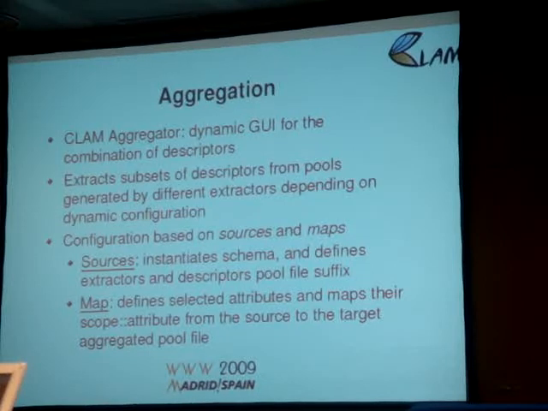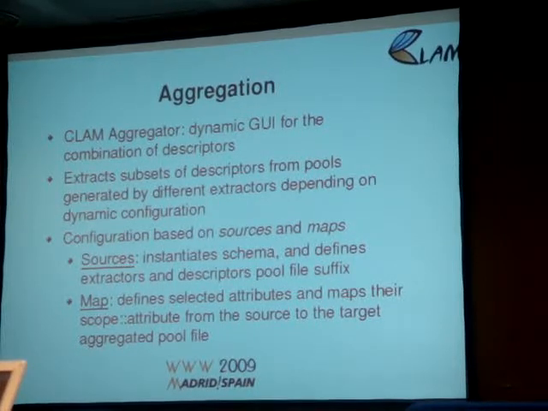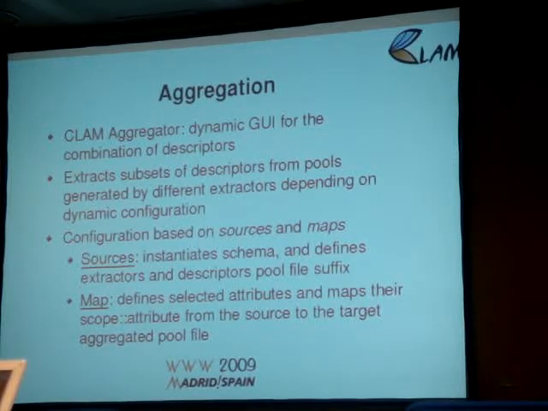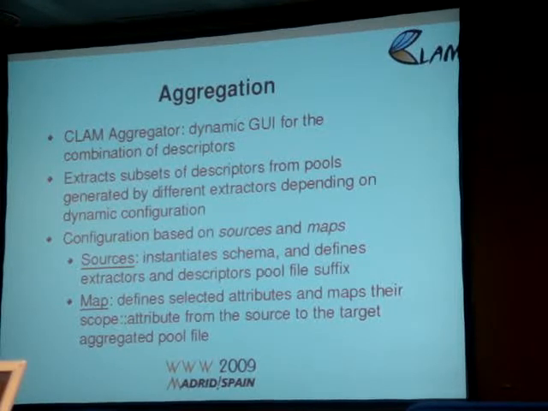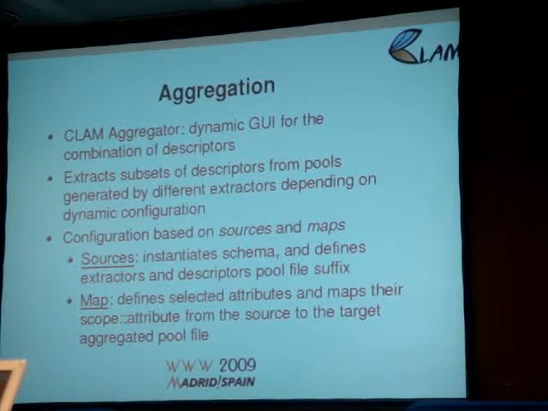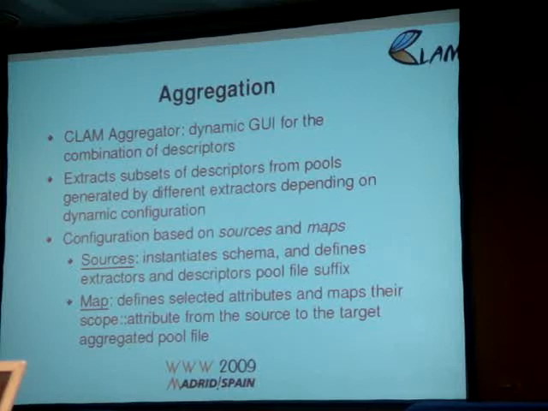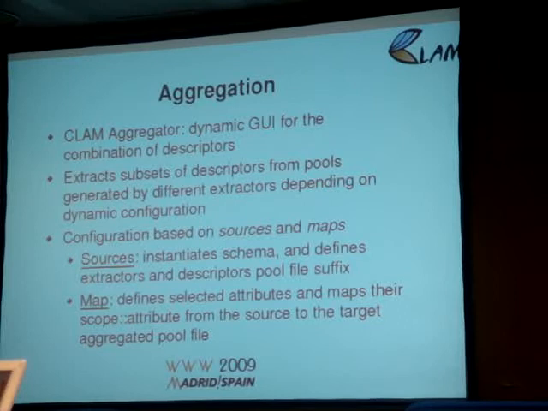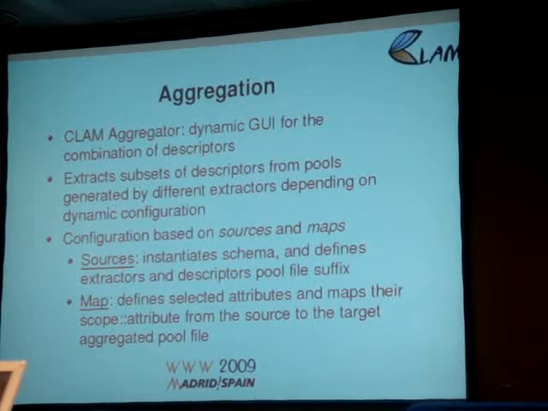So the way we combine different descriptors and extractors is through the aggregation, and what the aggregator does is extract subsets of descriptors and combine them together into a single schema file. We can do that through two different concepts, what we call the sources, which defines the extractors and the descriptors pool, and the map, which is basically the mapping between the original descriptors in every single one of the extractors and the aggregated whole thing.